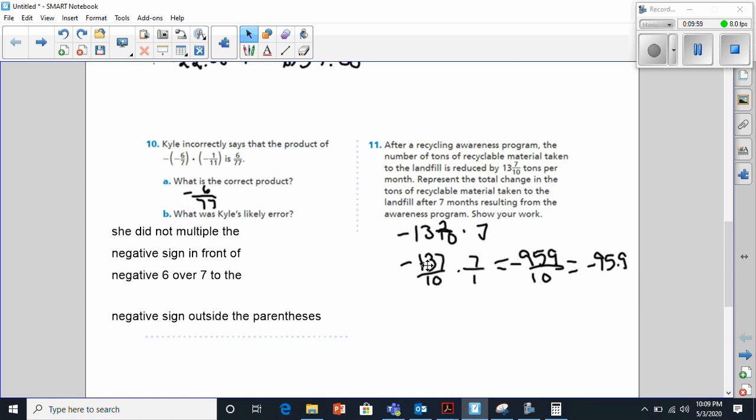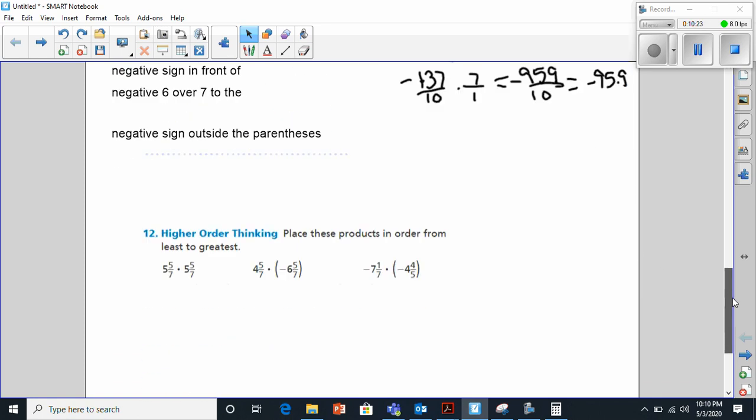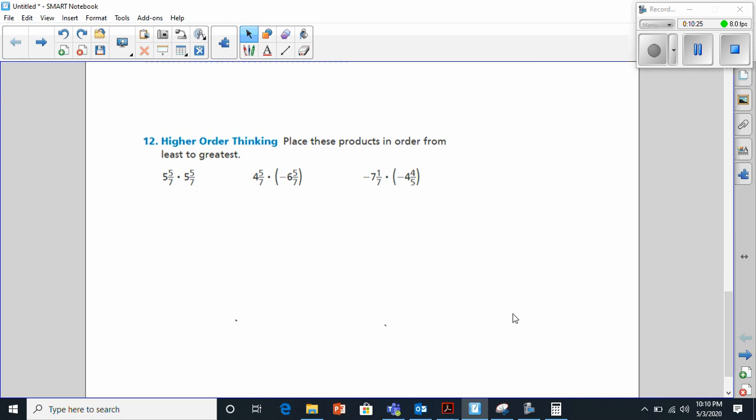We realize that negative 137 times 7 is negative 959. 959 is divided by 10 times 1, which is 10. When we divide 959 by 10, we get 95.9. And since it was a negative number, it's going to be a negative 95.9. Our last one is a higher order thinking question.